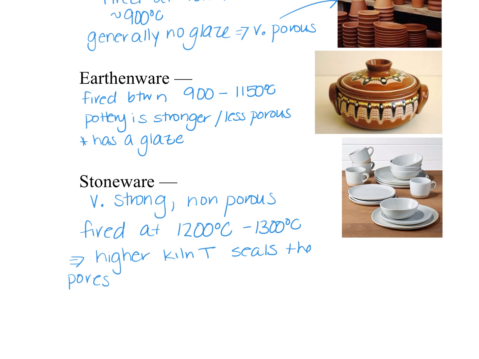So when we think about the difference between a terracotta pot and our dinner dishes, we would not want to serve food on a terracotta pot. It's going to absorb the oils and the liquid and the water from the food into the pot. Well, your dishes, because they are stoneware and those pores are sealed with the higher temperature firing process, don't absorb any of the food into your plates, and so they're very reusable.